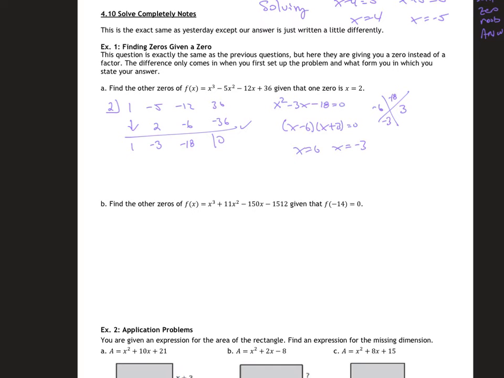So once again, the difference in the two answers. If I say factor it completely, I would write x minus 2, x minus 6, and x plus 3. That is factored completely. Since I say solve, I'm going to set each part equal to 0. So I want to say x is equal to 2, x is equal to 6, and x is equal to negative 3. So finding the other zeros, in this case, it would just be negative 3 and positive 6. But if you include that 2 because it's given, I'm good. So make sure we're knowing the difference in solving and factoring completely.